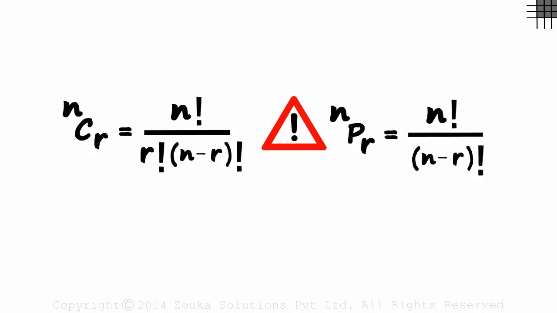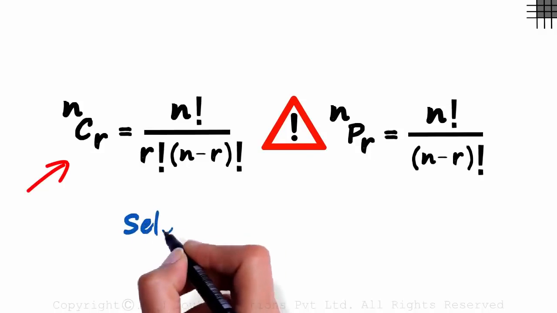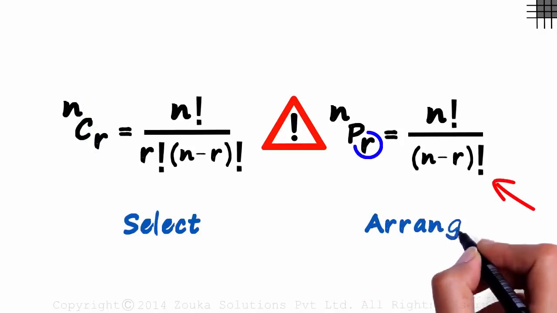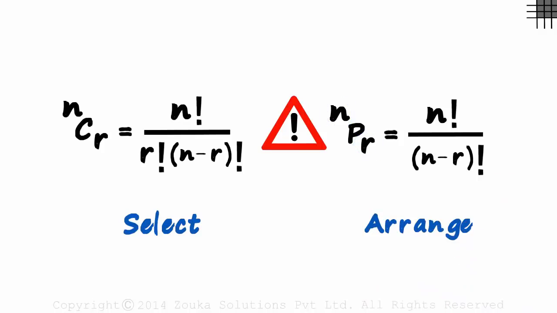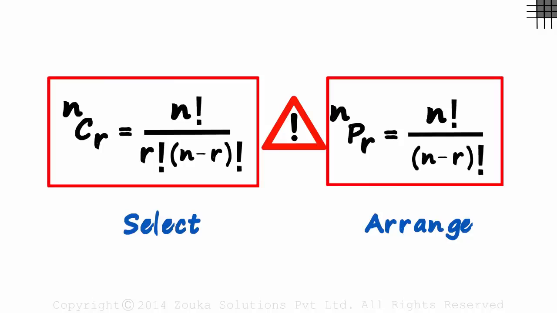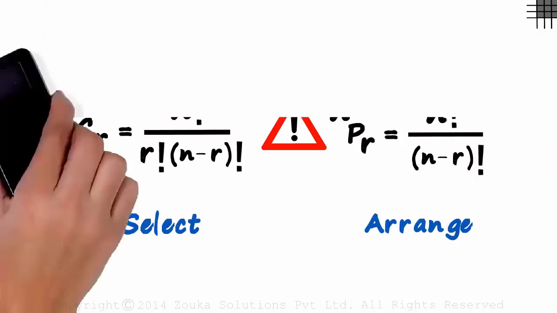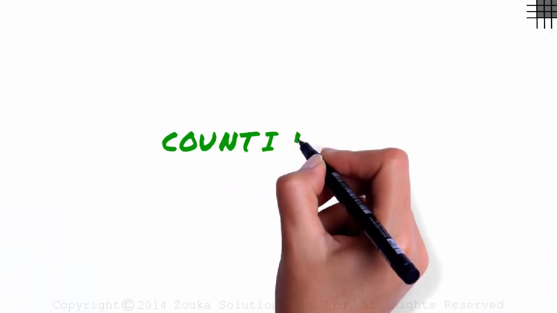In many books and videos, you would be asked to use this formula if we have to select r things out of n. And we would be asked to use this formula if we have to arrange r things out of n. I can assure you that if you understand just these two formulae, you will never really understand permutations and combinations. There's only one thing you should understand well if you wish to master this topic, and that's counting.